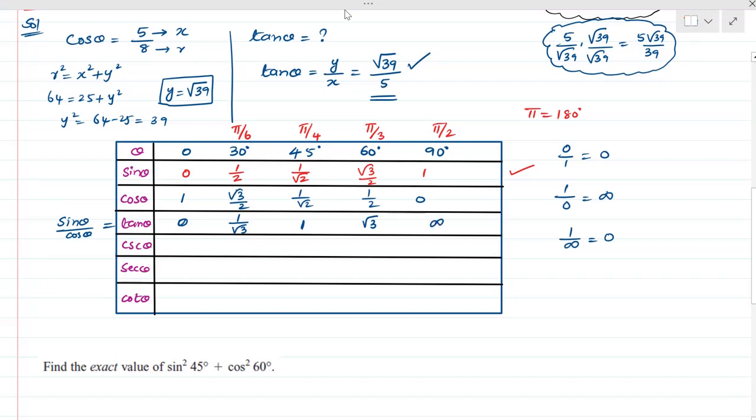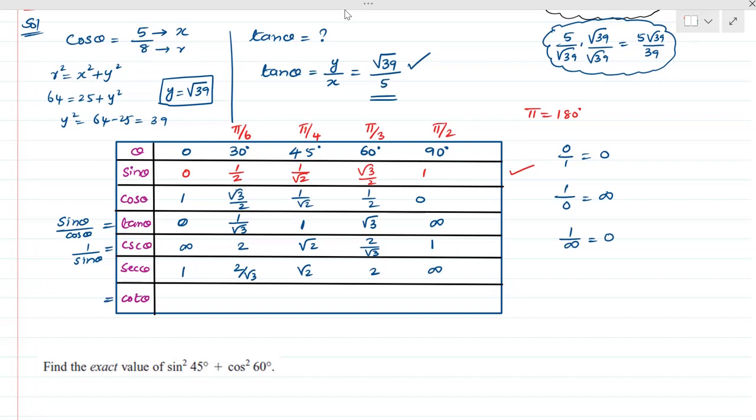Now how will you calculate the cosecant theta? It is 1 over sine theta. I have to take the reciprocal: 1 over 0 is undefined. Take the reciprocal of this, which is root 2. Take the reciprocal, 2 over root 3. Take the reciprocal, 1 over 1 is 1. Now just flip the order: 1, 2 over root 3, root 2, 2, undefined.